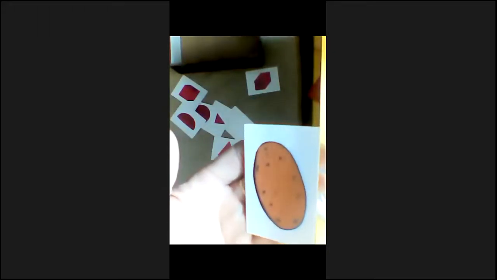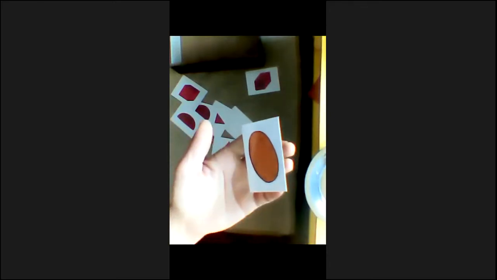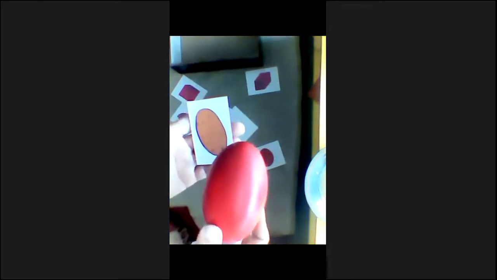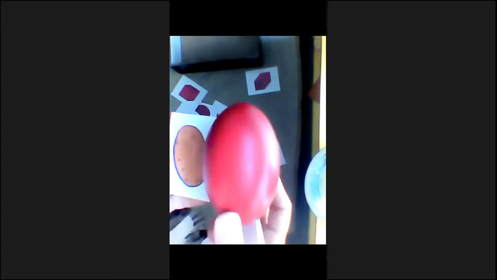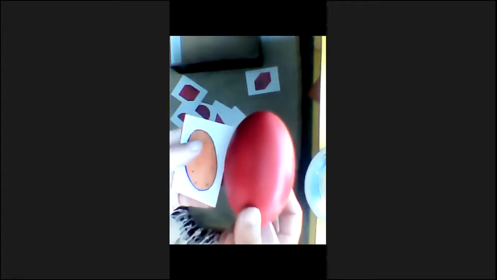What is the shape of the potato? Look here. What do you call this shape? Ellipsoid. Potato is an ellipsoid. Not all potatoes are ellipsoid, but this potato is ellipsoid, right? Ellipsoid. Then we have these blocks.